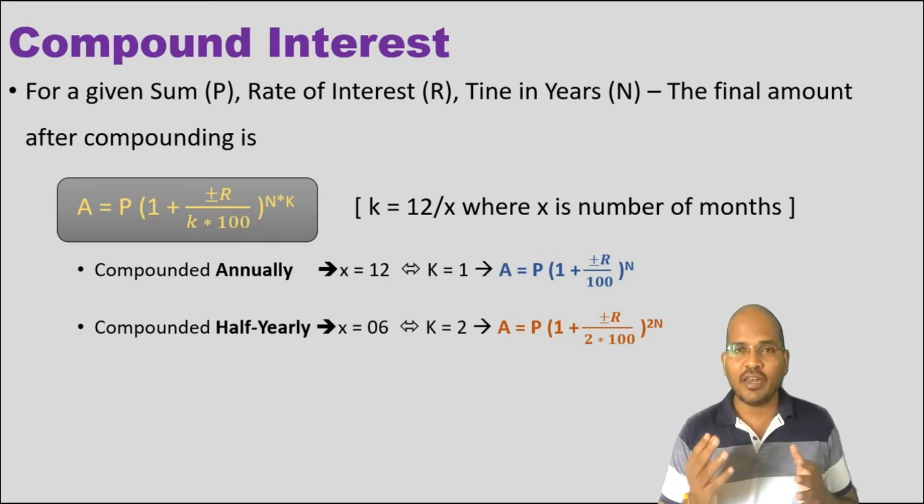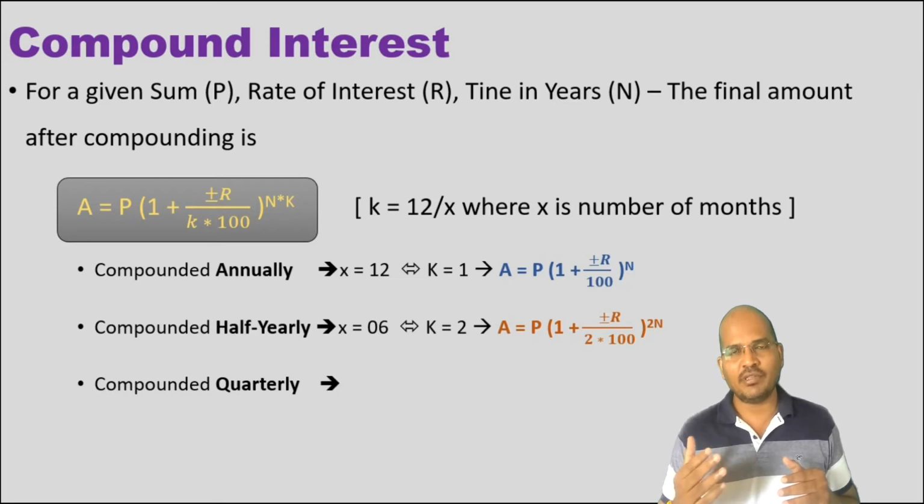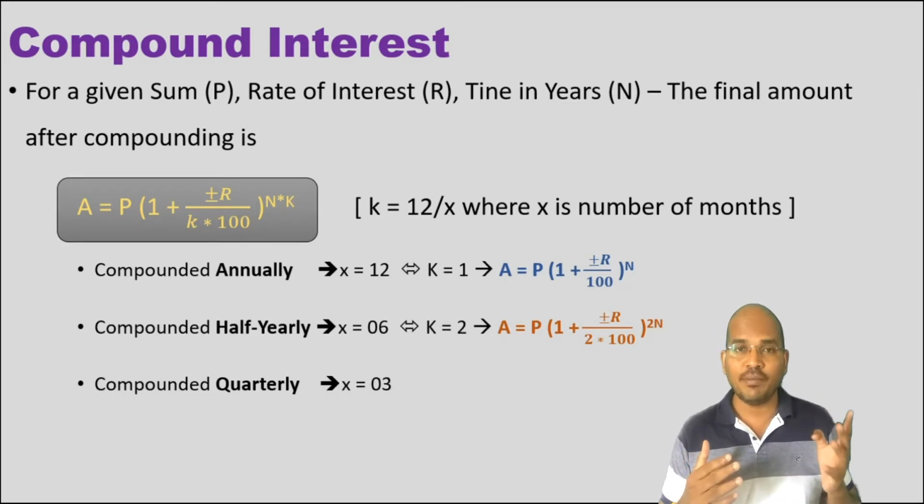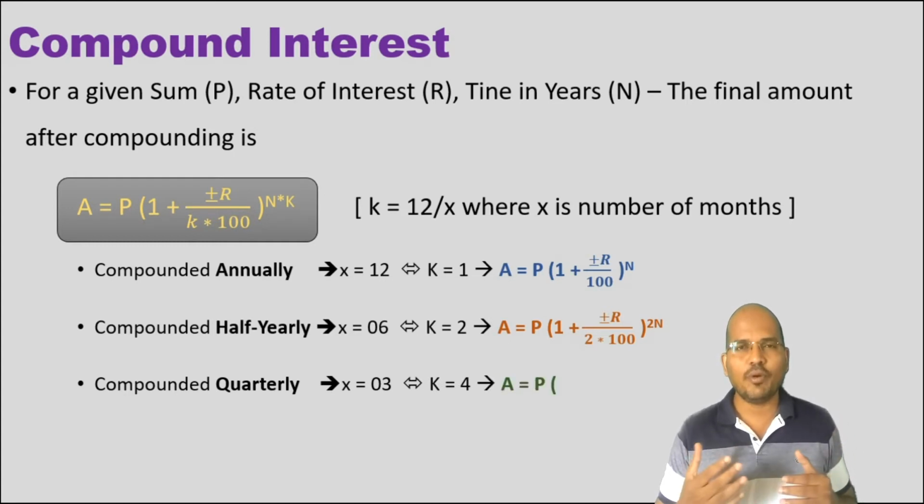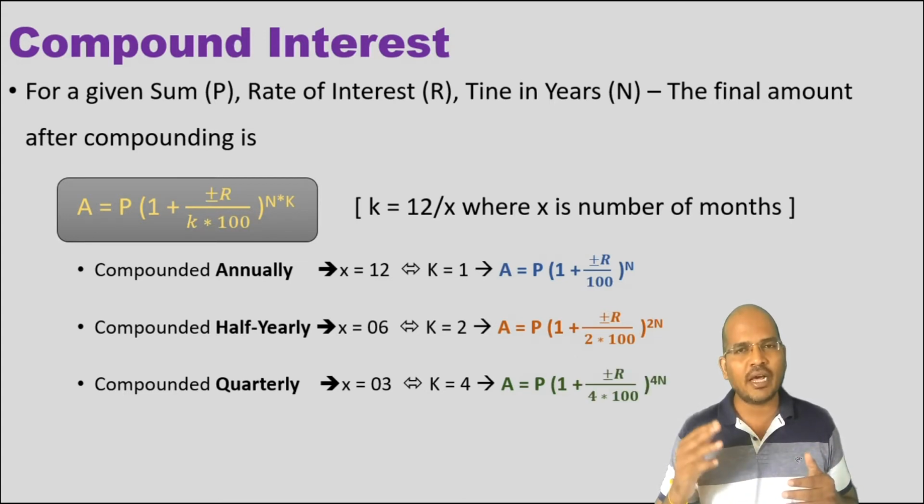Now if it is half yearly, R became R by 2. Please keep that in mind. Now similarly, if you say compounding quarterly, what is quarterly? For every 3 months, which indicates 4 times a year. So it is 12 upon 3, and we get the value of K as 4. Then A becomes P times 1 plus R by 4 times 100, whole power 4n.